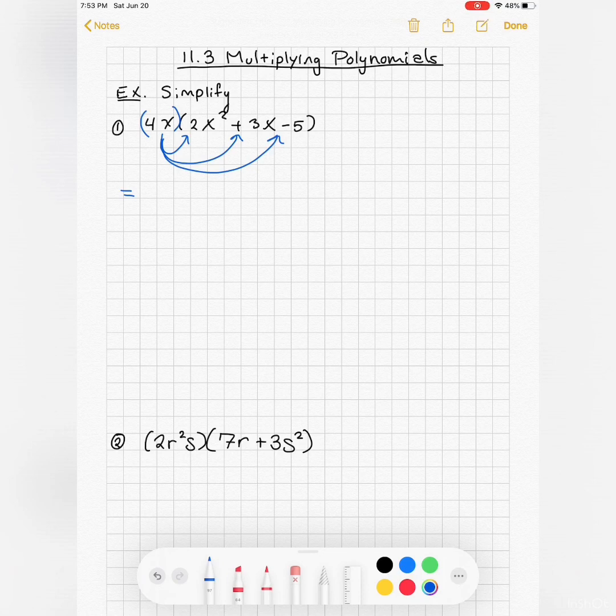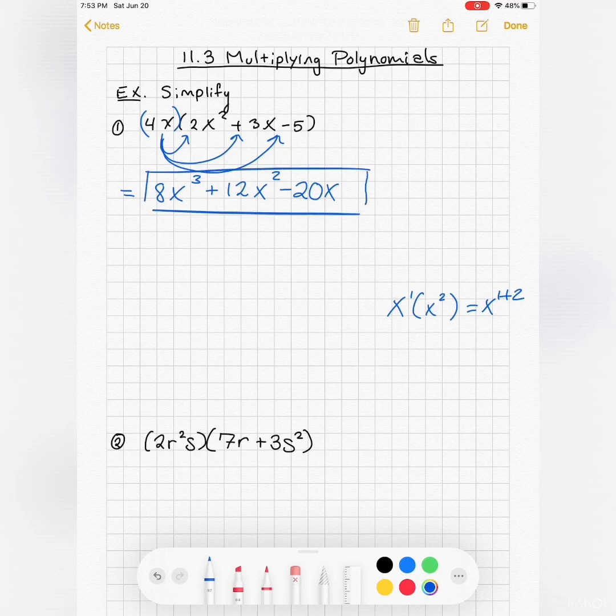Okay, so we have 4 times 2 is 8, x times x squared. Remember, there's an implied 1 here, so that's an x cubed. 3 times 4 is 12, x times x is x squared. 4 times 5 is 20. And I have no like terms since those all have different exponents.